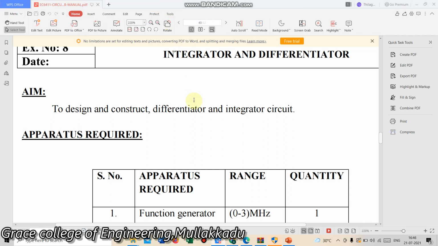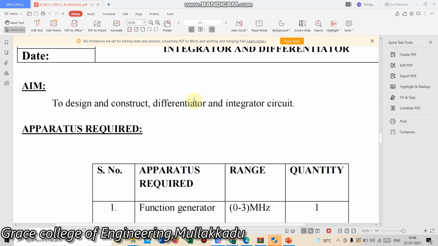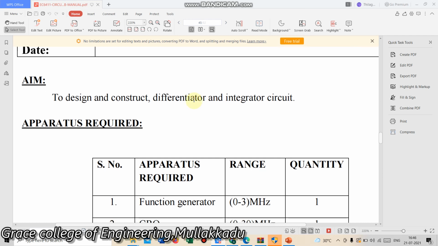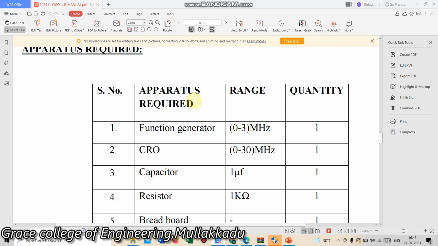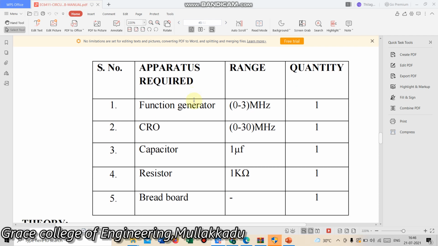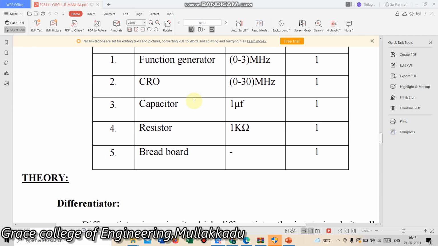The next experiment is integrator and a differentiator. The aim of the experiment is to design and construct the integrator as well as differentiator circuit using either Multisim or PSpice software. The apparatus required here, if we use the hardware, we need a function generator to give the input waveform and a CRO to get the output waveform, and the components used are capacitance, resistance, and breadboard.